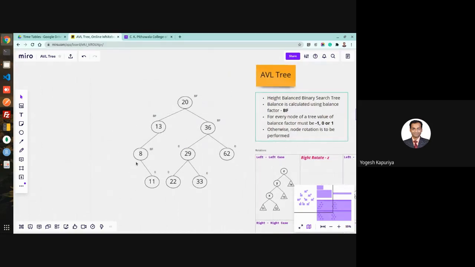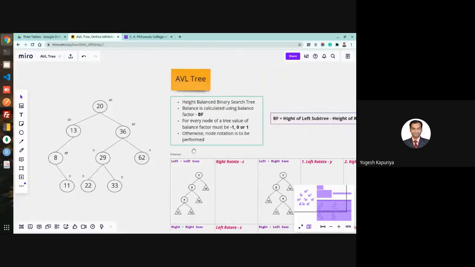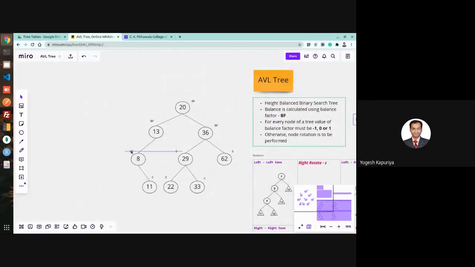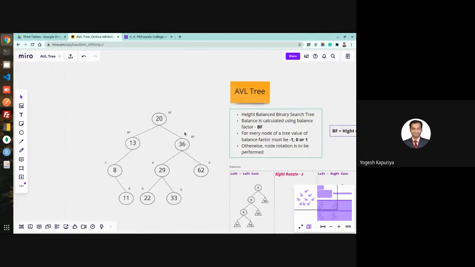Here height of left is 0. Height of right is 1. So 0 minus 1 is minus 1. So this will be minus 1. Next. Here, height of left subtree. What is the height of this tree? Right, it's 2. And here it's 1. So this is 1 and this is 2. So 2 minus 1 is 1. So that's why this is 1.